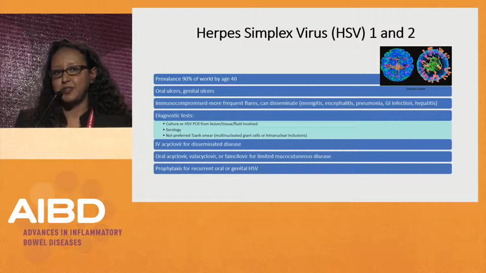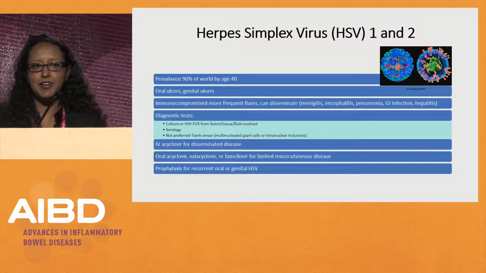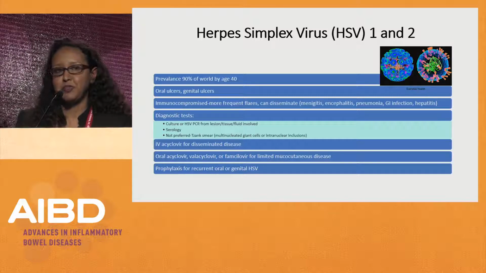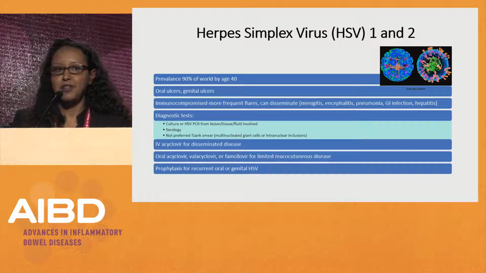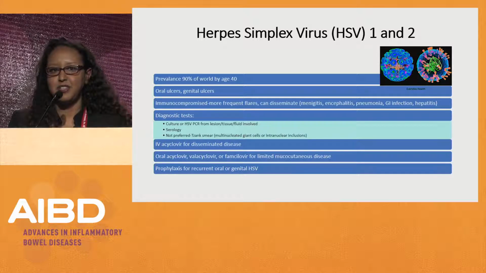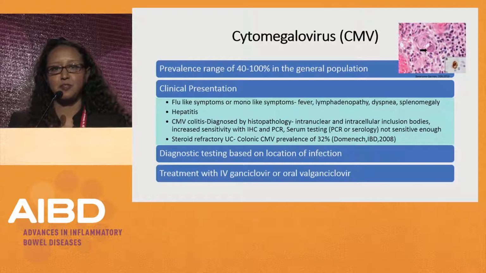So how about herpes simplex 1 and 2? This is also a very prevalent virus and can cause complications in our immunosuppressed patients. The prevalence is about 90% by age 40, can cause oral genital ulcers, and as mentioned, with immunocompromised patients, it can cause disseminated disease, meningitis, encephalitis, pneumonia, GI infections, and hepatitis. Diagnostic tests include culture, PCR, as well as serology. And treatment is generally with acyclovir, IV if it's severe. Oral valacyclovir is also an option when it's not severe. And for those patients on immunosuppressants that are getting recurrent flares, consider prophylaxis in those patients.